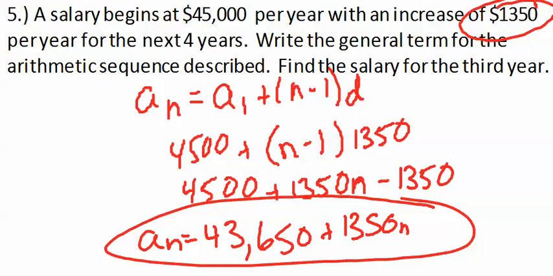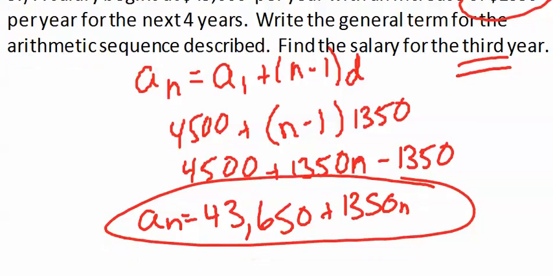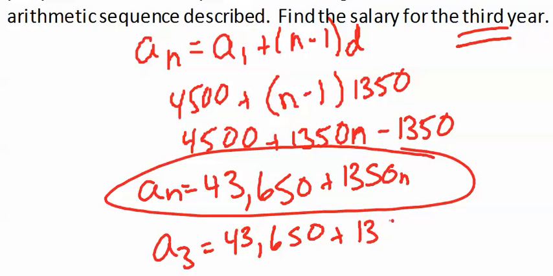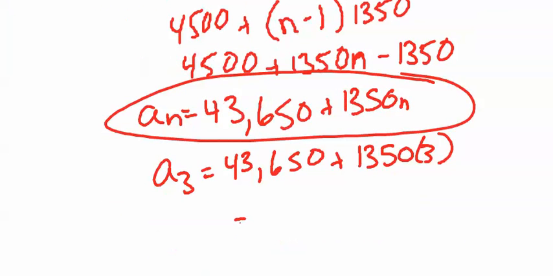And that will give me my general equation for the term. Now, I want to find the salary in the third year. What I would do is just plug in for 3. The third term would be 43,650 plus 1350 times 3. And you would get $47,700.